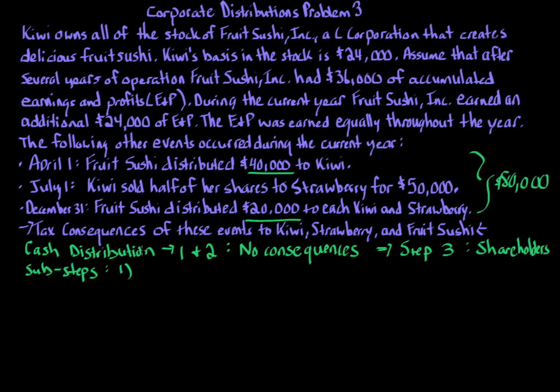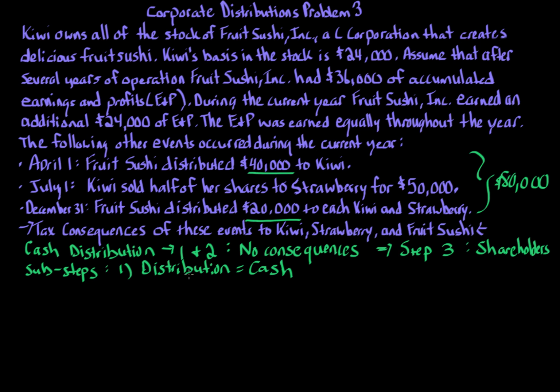Well, if it's a cash distribution, the amount of the distribution is the amount of cash. So the distribution equals the amount of cash. Now, when you have multiple dates like this, it's best to break up by date. So on April 1st, the amount of the distribution to Kiwi is $40,000. On December 31st, the amount of the distribution is $20,000 to Kiwi and $20,000 to Strawberry. And again, those 3 numbers sum to $80,000.